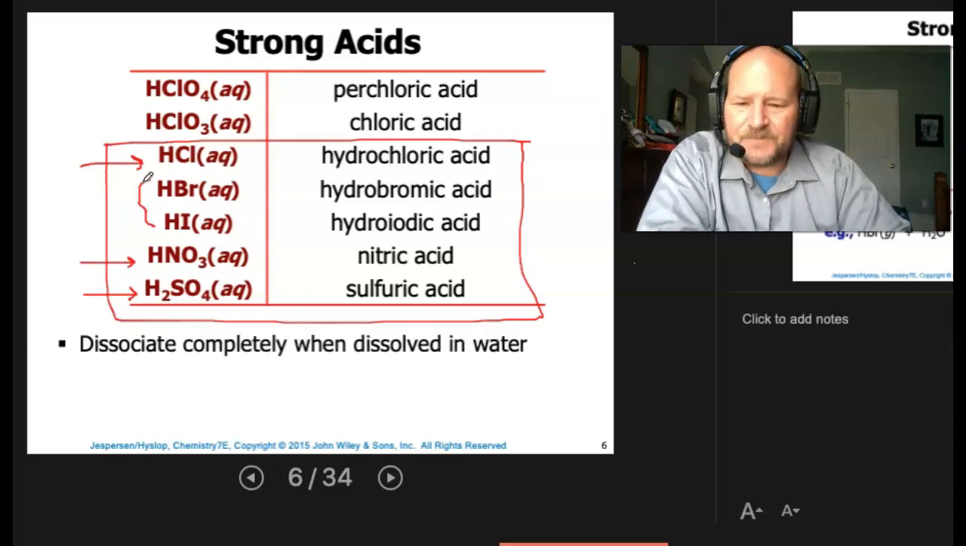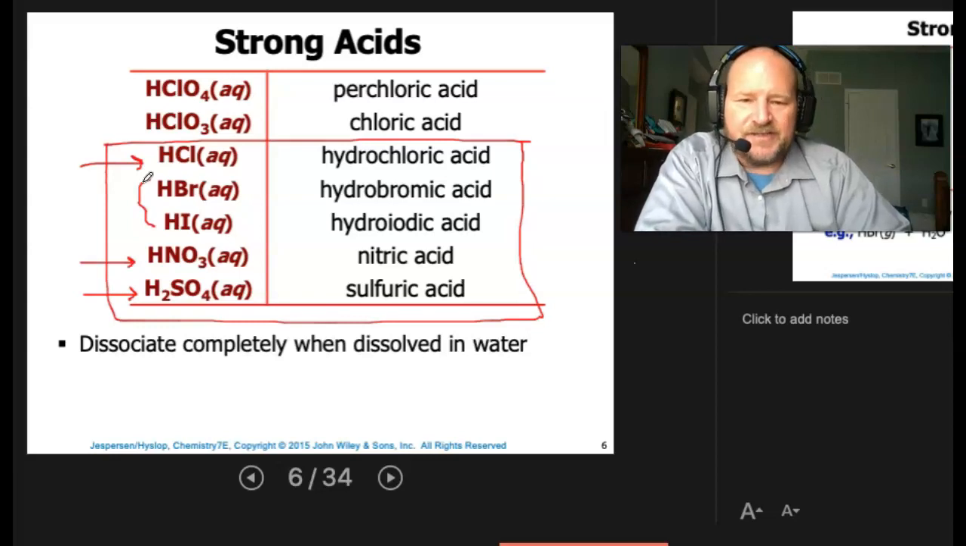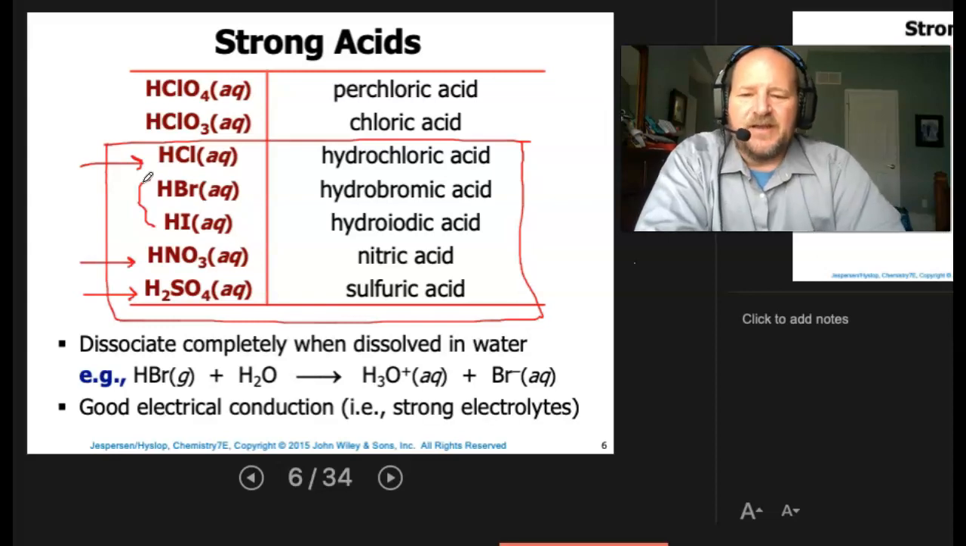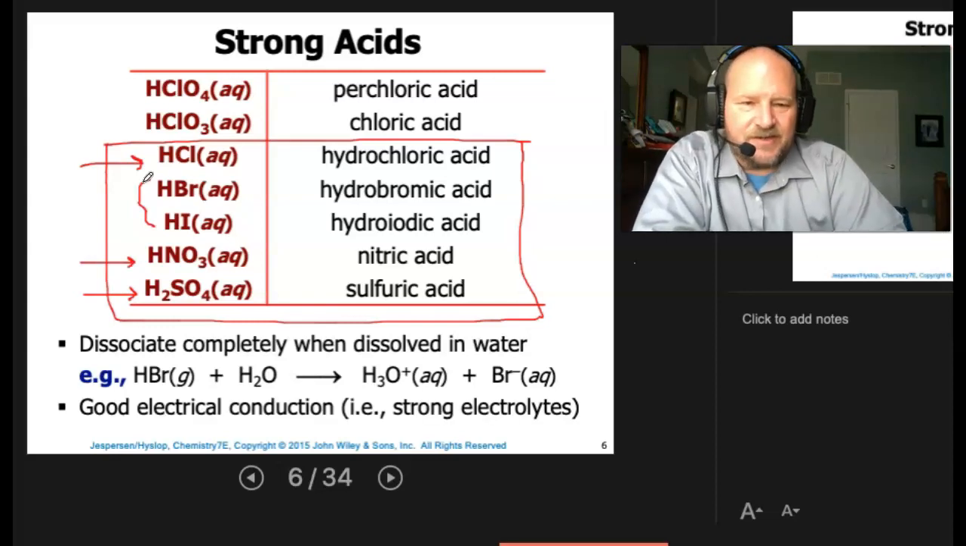Now, what does it mean to be a strong acid? Well, it's just like talking about electrolytes. That means they're going to be strong dissociations. So HBr, for instance, completely ionizes to make H3O+ and Br-, which means, again, good electrical conduction there because they're a strong electrolyte.